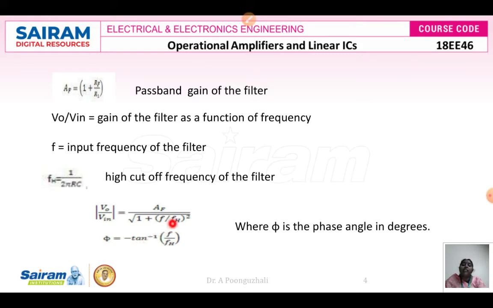Now to find the phase of the response, phi is equivalent to, anyway the formula is minus tan inverse of B by A. B is nothing but F by FH. A is nothing but 1. So we can write phi is equivalent to minus tan inverse of F by FH, where phi is nothing but the phase angle in degrees.